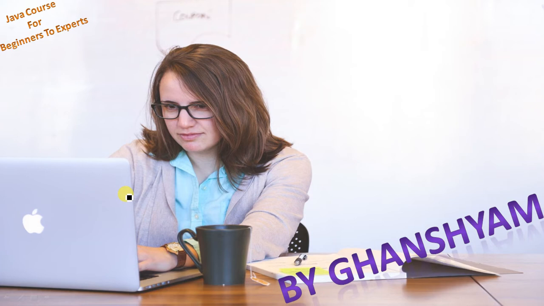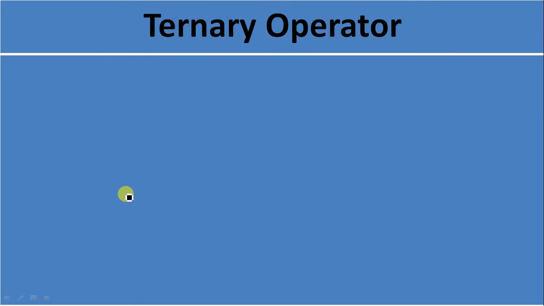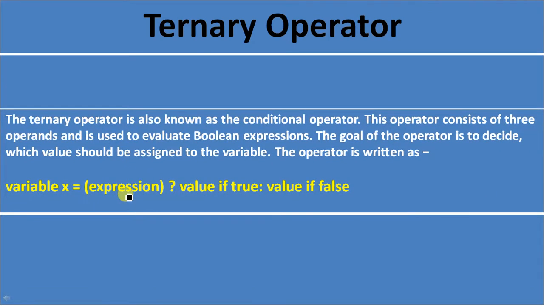In today's lecture, we are going to learn ternary operators in Java. Ternary operator. What is basically a ternary operator? The ternary operator is also known as the conditional operator. This operator consists of three operands and is used to evaluate Boolean expressions. The goal of the operator is to decide which value should be assigned to the variable.